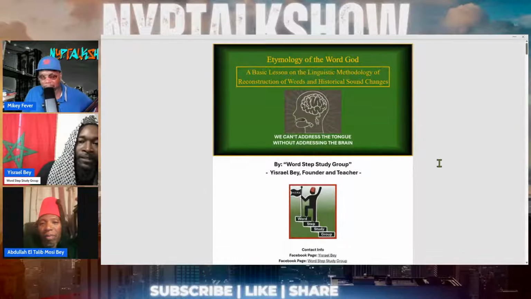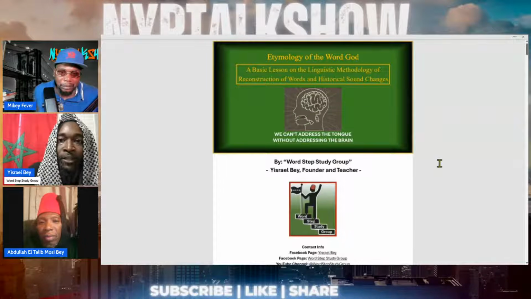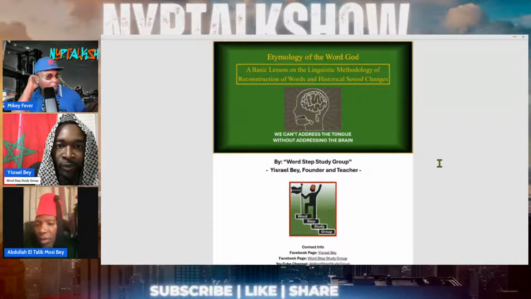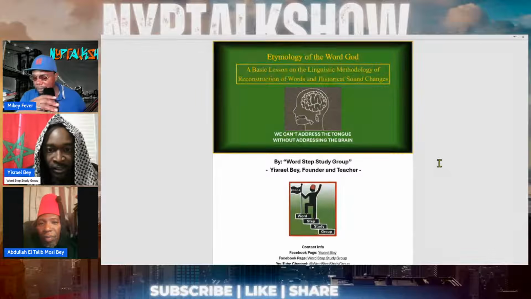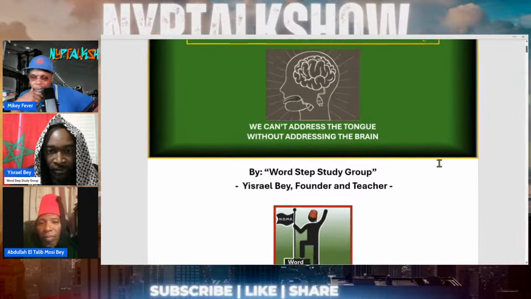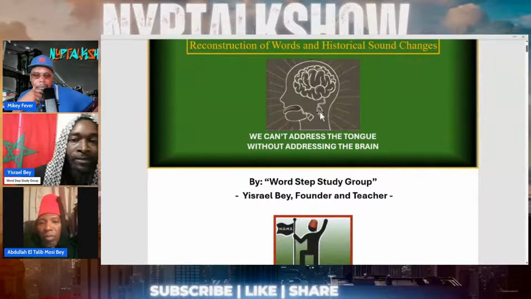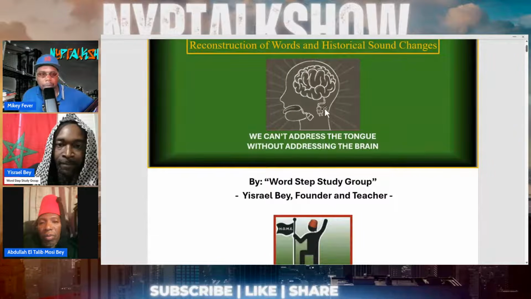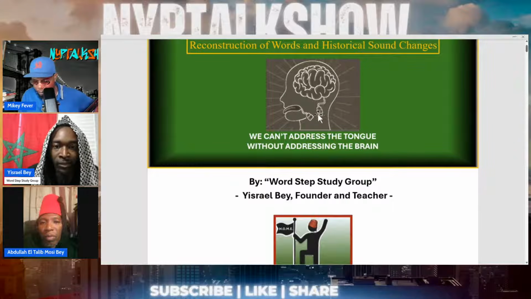So this is from my linguistic lesson, etymology of the word guide, a basic lesson on the linguistic methodology of reconstruction of words and historical sound changes. We can't address the tongue without addressing the brain. And don't forget, this is the hypoglossal nerve that connects the tongue to the brain for tongue functions such as eating, swallowing, speaking, singing. So we want to reconnect this hypoglossal nerve.